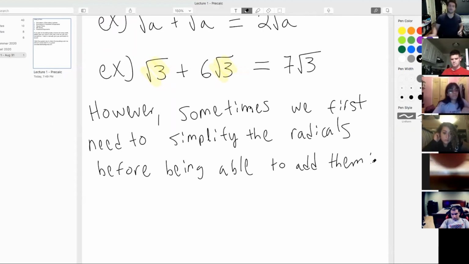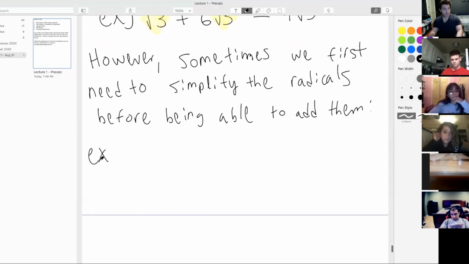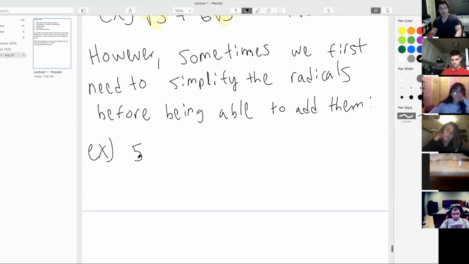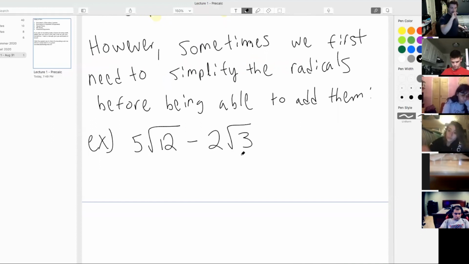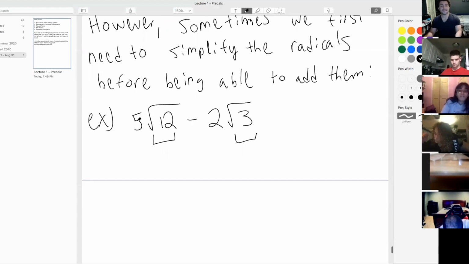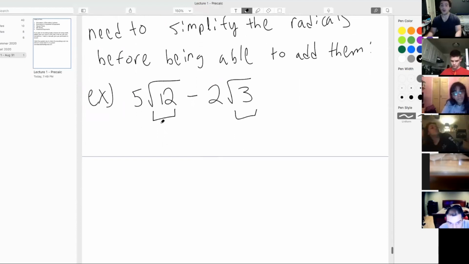Okay, so let's just see what that looks like. So how about this guy? How about 5 square root of 12 minus 2 square root of 3? Okay, so upon first glance, these cannot be added, right? Because the radicand here is 12 and the radicand here is 3. We would love to introduce a radicand of 3 somehow. Well, we can do that just by simplifying the square root of 12, okay?